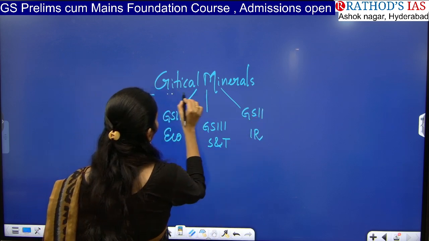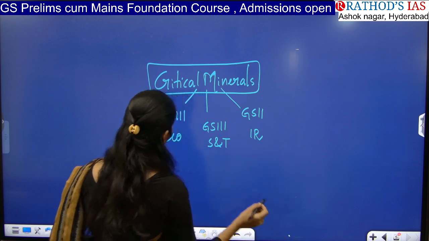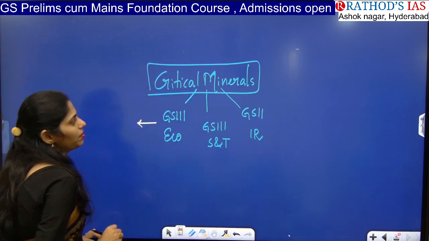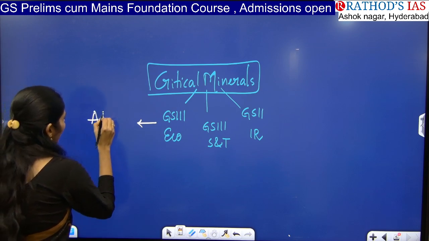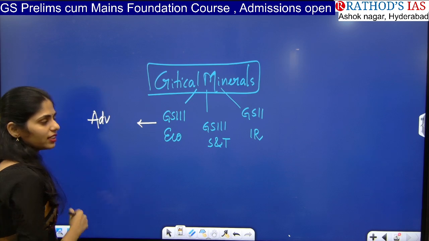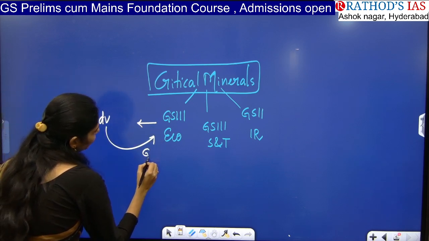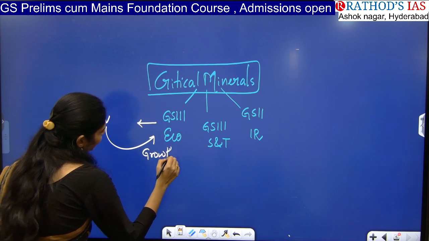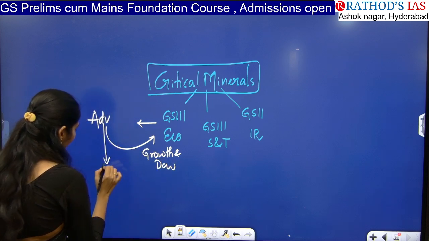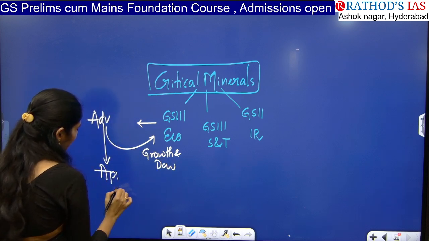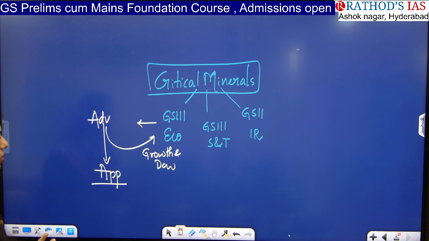So from all these subjects we can see this topic of critical minerals. How can you see it from the economy? You have to see the advantages for our economy, like how these critical minerals will contribute to economic growth and economic development. That means we have to see the applications of these critical minerals, that means in which sectors or areas we can use them.